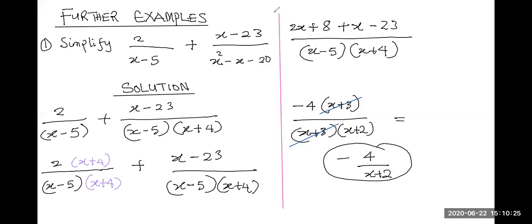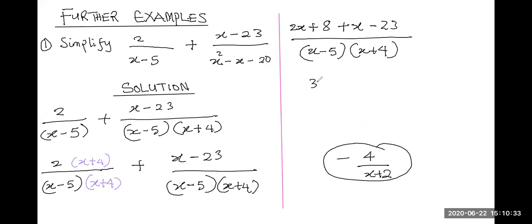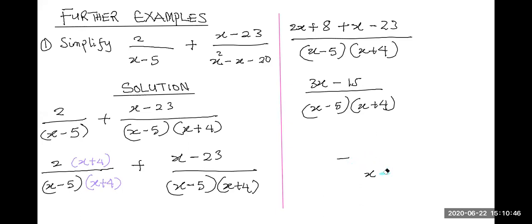When you simplify your numerator further, what do you have? After simplifying further, you discover that this will give us 3x, of course, minus 15 in our numerator, all over x minus 5, bracket x plus 4. Okay, are we done? We need to check whether our numerator can be simplified further and is factorizable. So we have 3 into x minus 5 divided by x minus 5 and x plus 4.